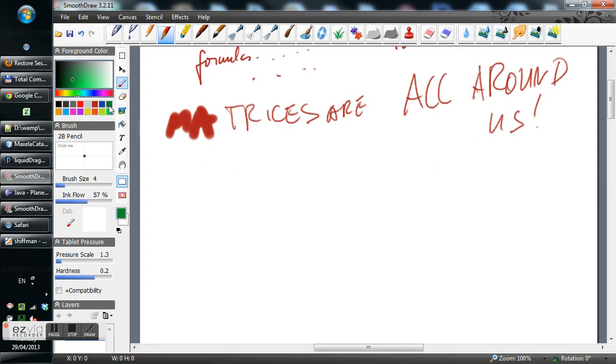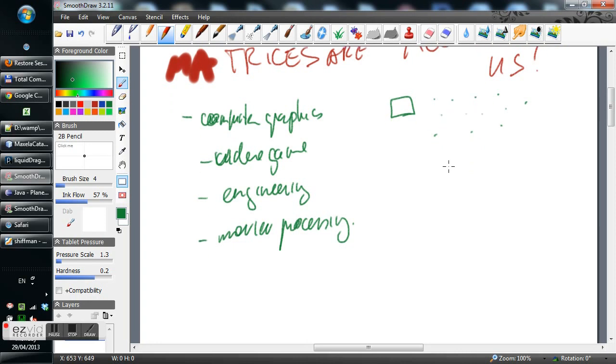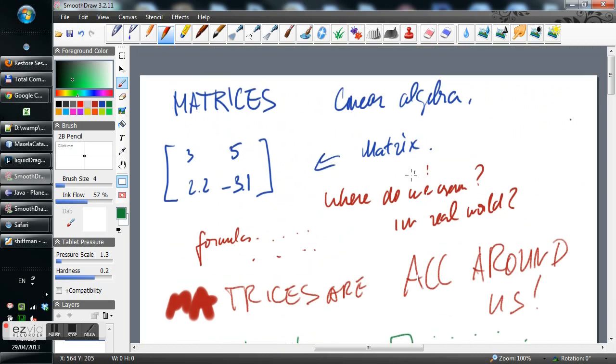Okay. Let's start with the typical answers to the question, where are matrices used? They say that they're used in computer graphics, computer games, video games, in engineering, in movie processing, everywhere. Surprisingly, even right now, when I'm drawing all those characters over here, every point, every pixel I draw on this white sheet of paper, which is obviously a screen, is actually an operation on a matrix.